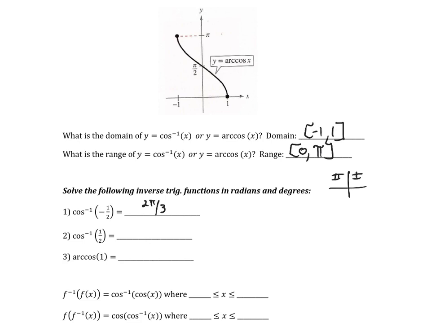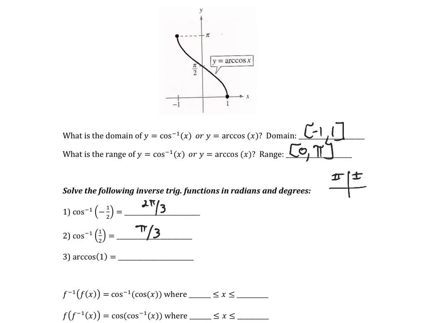Positive 1/2, okay? I'll give you a second to think about it if you want, but think about we have the same reference angle. We need to be in quadrant 1. Again, if my answers have to be between 0 and pi, thus my answer is pi over 3.